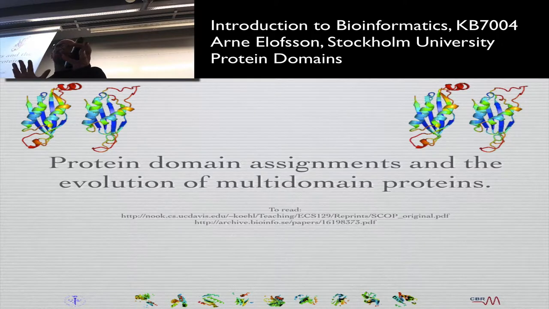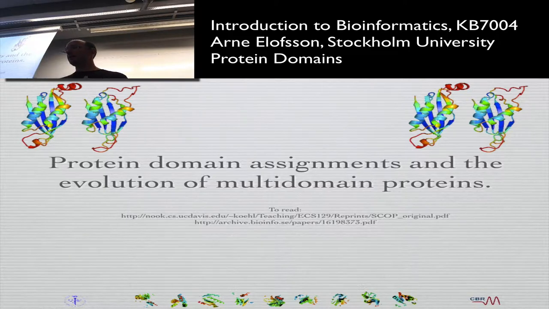Particularly, where do you draw the line between a domain and just a short extension to a protein, etc. And even within a domain family, there is variation in the structure. So I will try to get to that. If there's something you want, just ask.